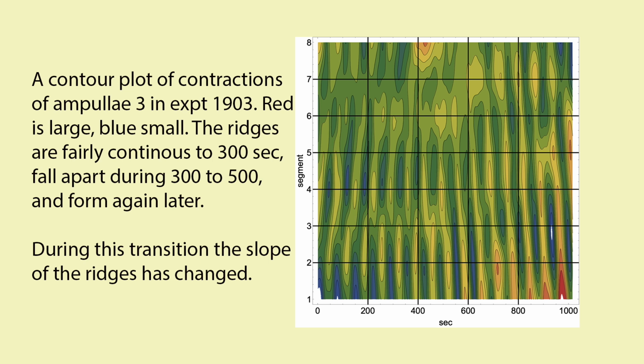On the left, at the start of the video, for the first 200 seconds, the bands slope to the right as you go up the ampulla. It is contracting in the T- mode. After 200 seconds, however, the pattern changes. Now we see interdigitating crests, an S-mode characteristic.